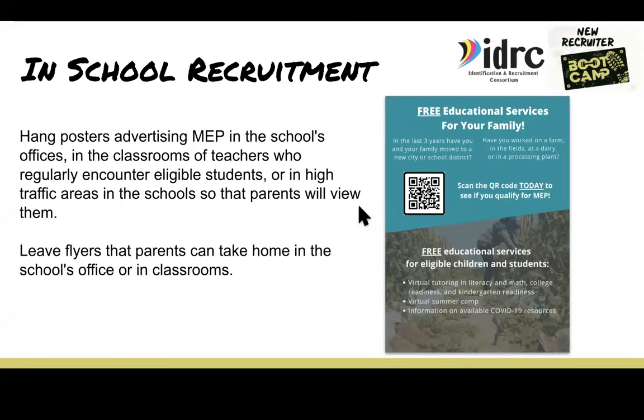Hang any posters you might have advertising the migrant education program in the classrooms of teachers who regularly encounter eligible students, or in other high traffic areas in the schools so that parents will be able to view them. So for example, you can hang posters in the school offices. Maybe you can ask the Title I director to hang a poster in their office as well. If the school district has a migrant liaison, you can have a poster in their office too, so that anybody that comes in might be able to see it.